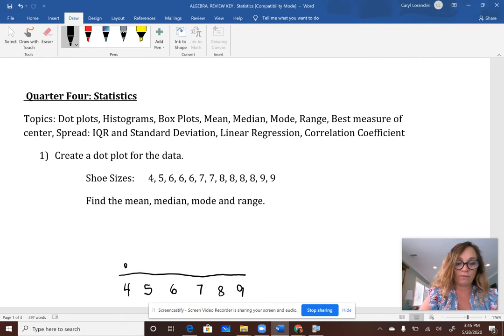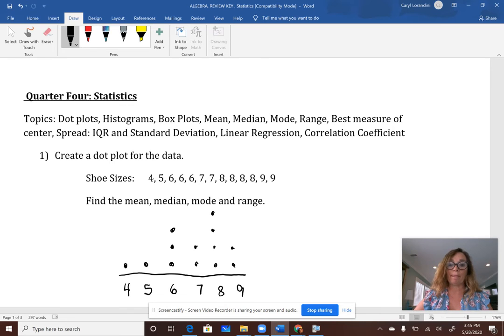Okay, so 1 dot for 4, 1 dot for 5, 3 dots for 6, 2 dots for 7, 4 dots for 8, and 2 dots for 9. Okay, that would not be considered symmetrical because as you can tell, its highest point is leaning over near the right. So therefore, we would consider that left skewed.